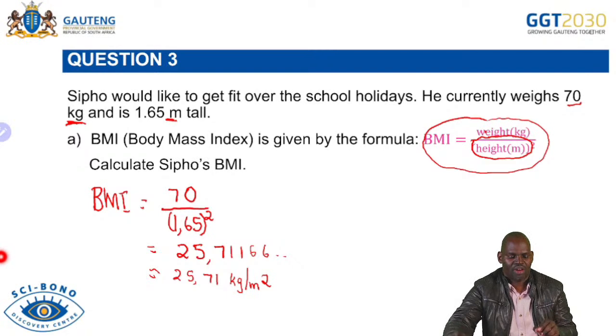Okay, so the first thing which was very important was to make sure that our weight is in kilograms and our height is in meters. Then we do the substitution. From there we get the answer.